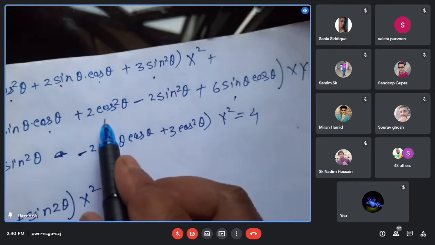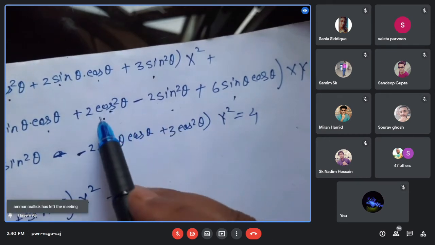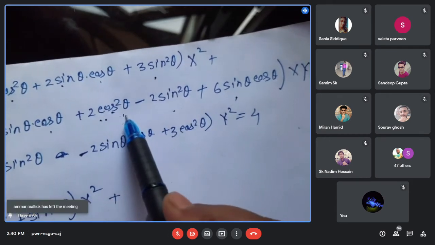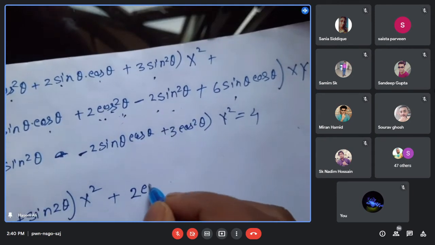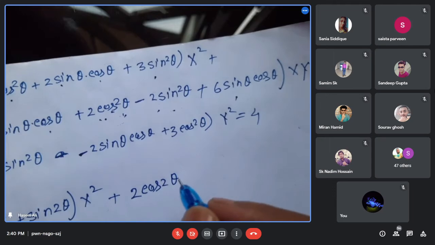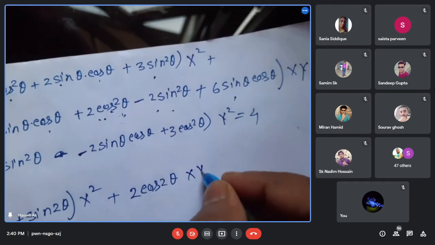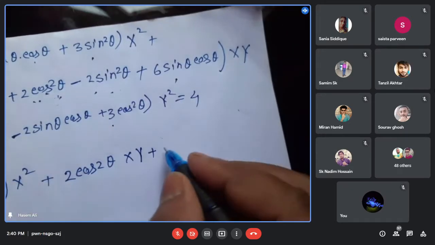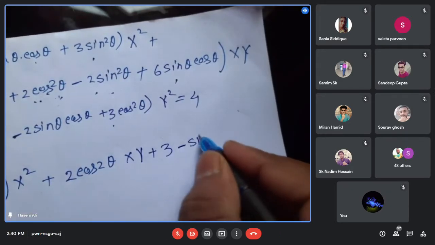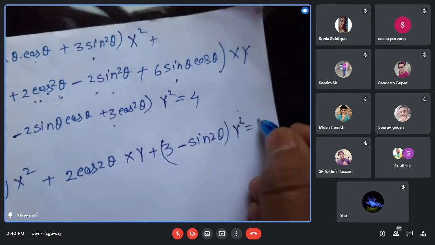And here 2 cos square theta minus 2 sin square theta. If we take common 2, then 2 into cos square theta minus sin square theta, that means 2 cos 2 theta into xy. And it will be 3 sin square, 3 cos square, that means 3 minus sin 2 theta into y square equals 4.